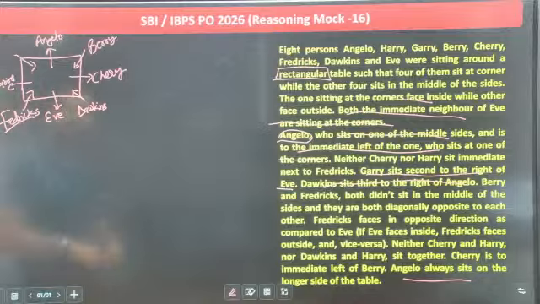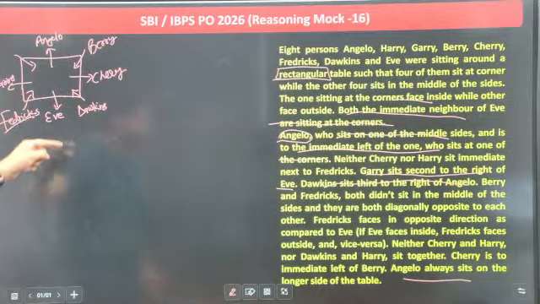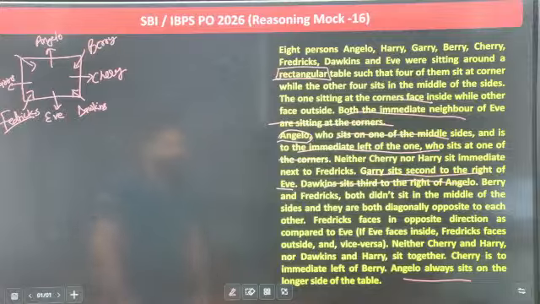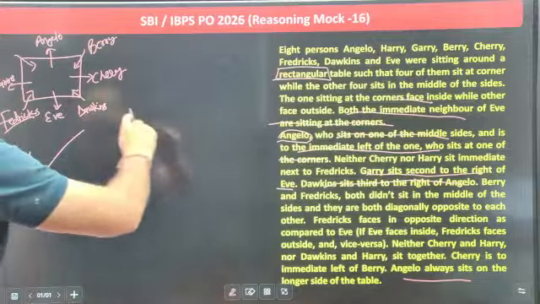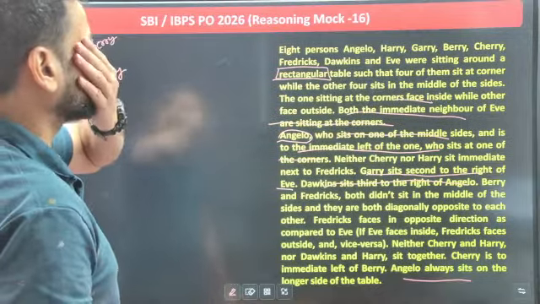Diagonally opposite. Done. Only one person is remaining. And Frederick is facing the opposite direction of Eve. Yes. Eve is facing outside. Frederick is facing inside. Opposite, absolutely. Cherry is immediate left. All the conditions are fulfilled. This is the solution. Which is the remaining person?